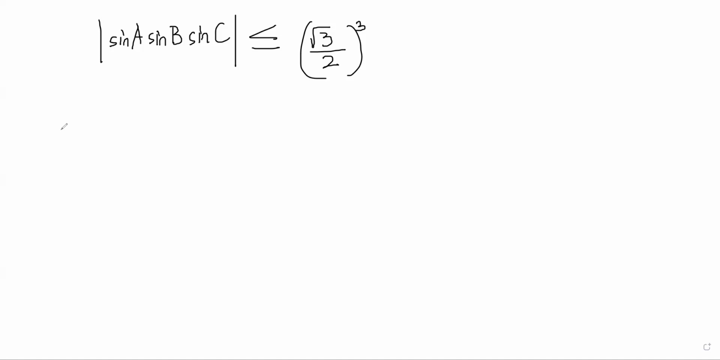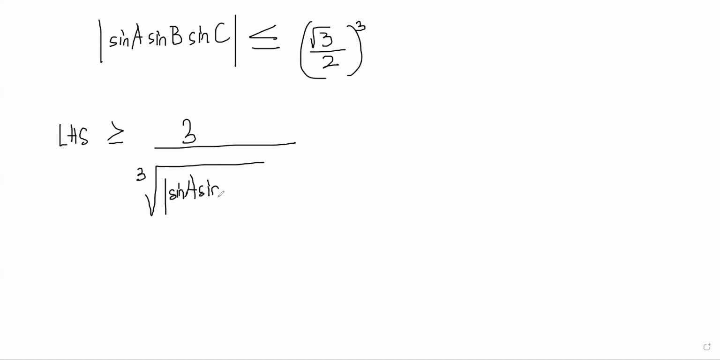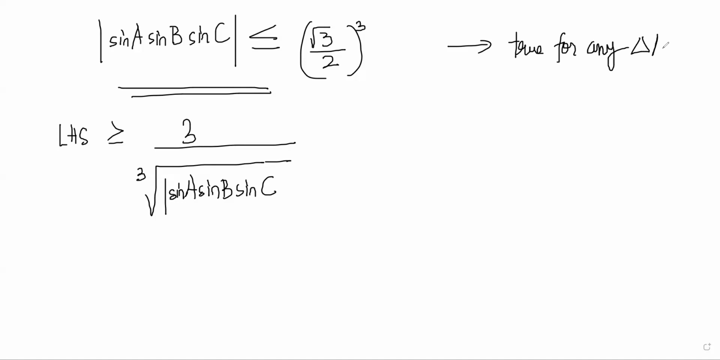So what we had was LHS was greater than equal to 3 by cube root of sine A, sine B, sine C, and that is equal to, now what we will do is we'll use this inequality here, the first inequality here, which is true for any triangle ABC, right?